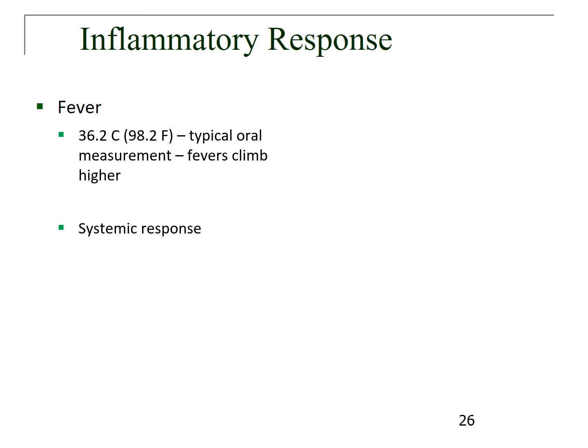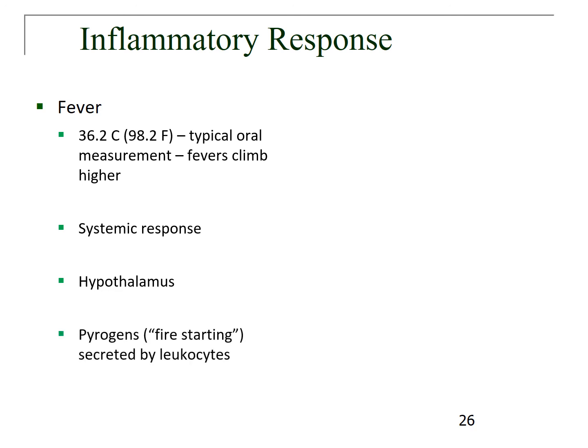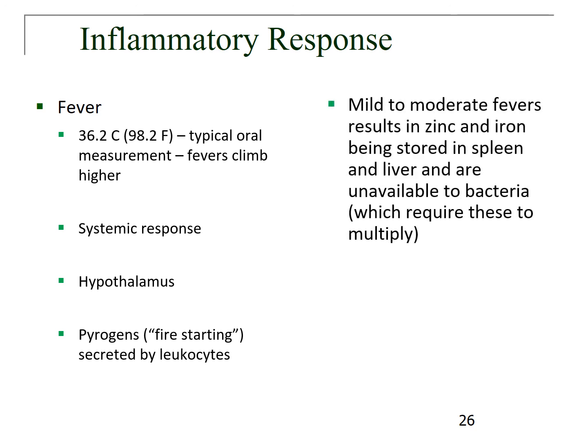So fever is a systemic response, and the set point for fever is set by the hypothalamus. The hypothalamus is signaled to begin a fever by chemicals called pyrogens, which are secreted by leukocytes. And pyrogen literally means to start a fire. So what fevers actually do is they cause zinc and iron to get stored in the spleen and the liver. It makes them unavailable to bacteria and really slows down their rate of cell division. So it's going to slow down the progression of this infection. But because it raises the metabolic rate, it can also speed up the repair of damaged tissue.